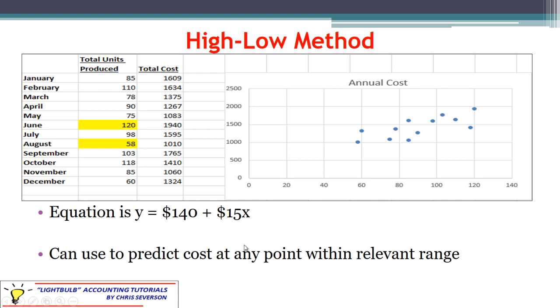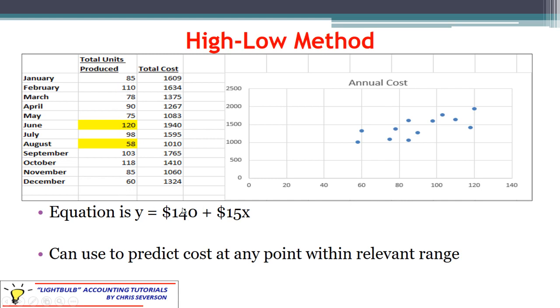So at any point, we can plug in a new x and figure out what the cost will be at that activity level. But the key thing is we have to be operating within the relevant range. What that means is we have to be within our capacity limits. So we can't just say, well, maybe that'll work for 1,000,000 units as well. It probably won't. Our capacity appears to be somewhere in the 100s. It might be a little higher, but this is where we've been operating.